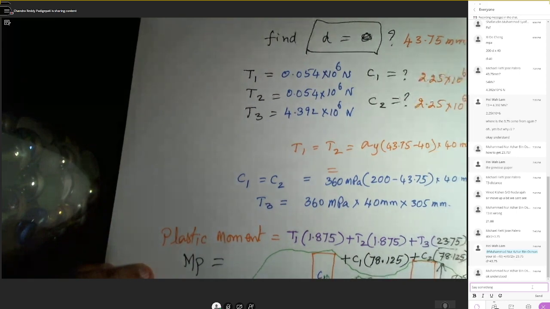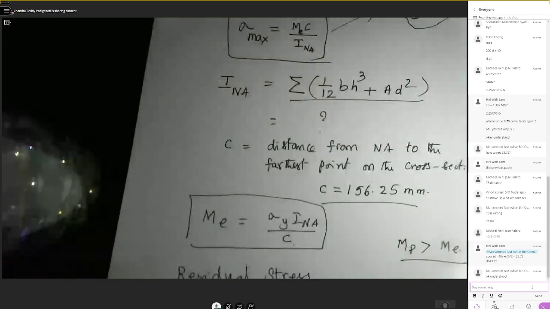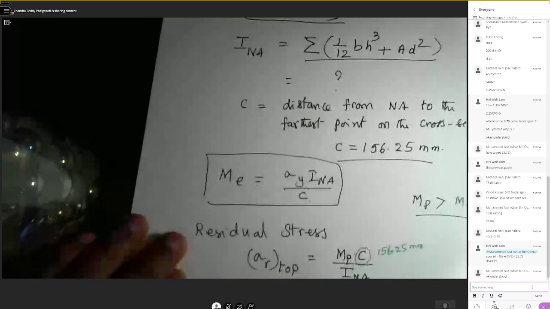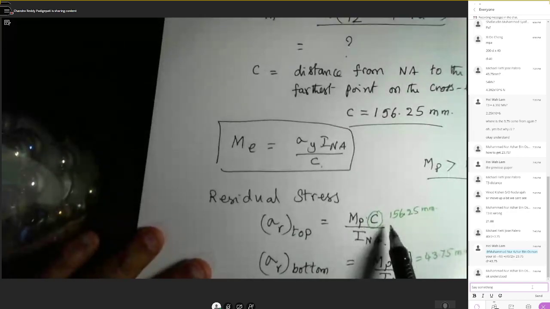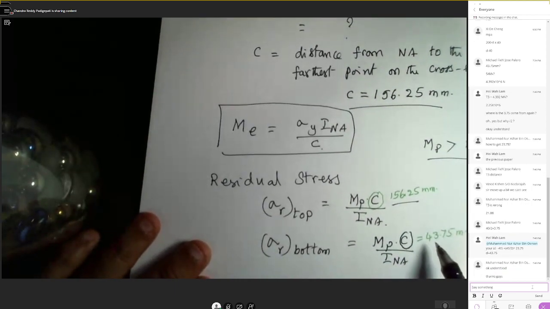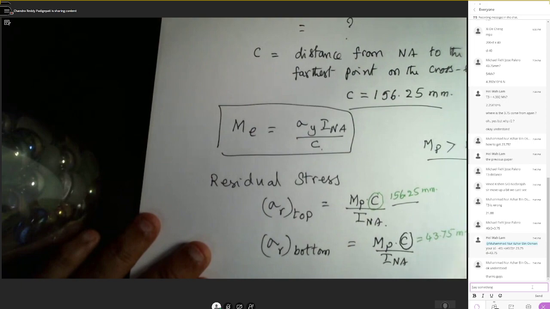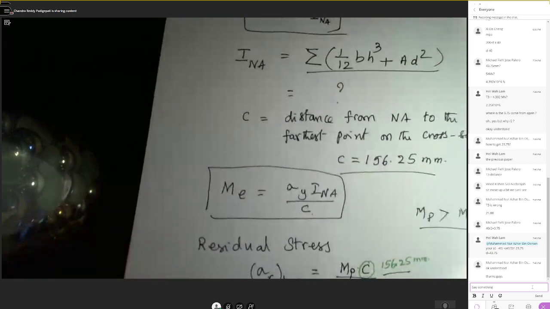All right, so I'll leave the calculation part to you. Once you calculate the residual stress at the top, you'll be using 156.25 for the top and 43.75 for the bottom. After that, I'll go back to the slides.